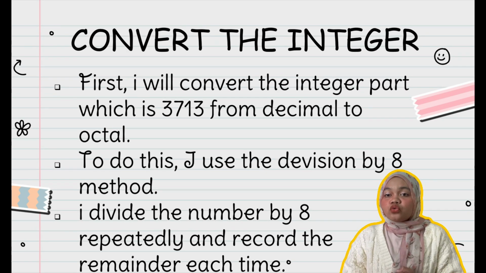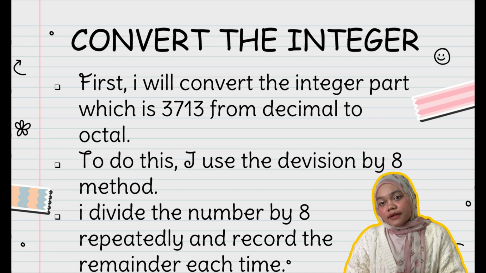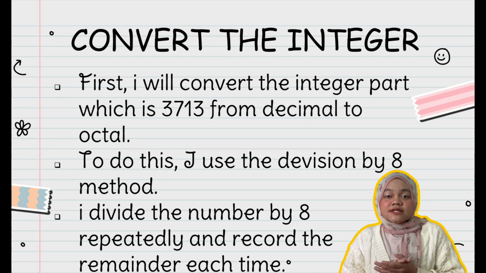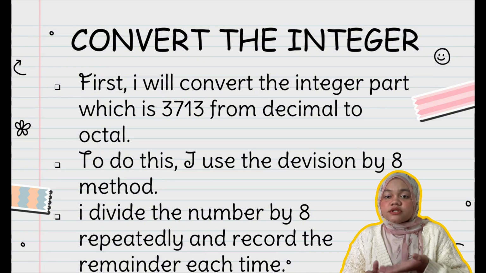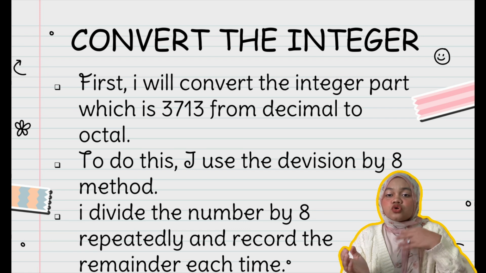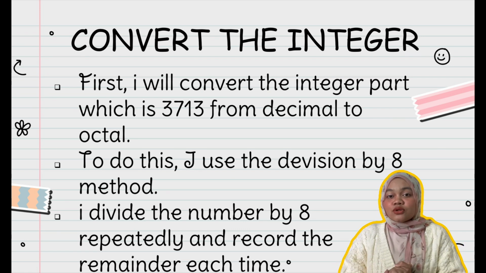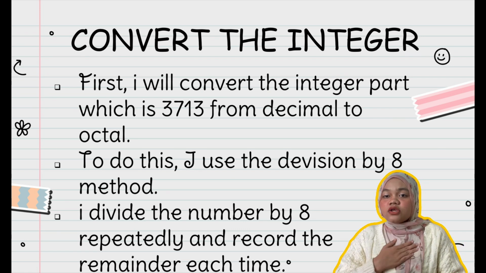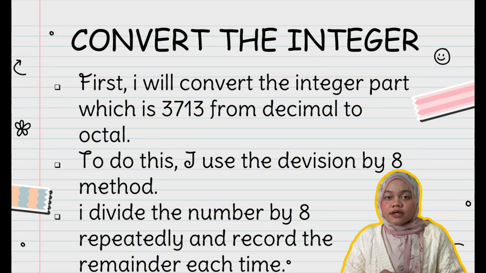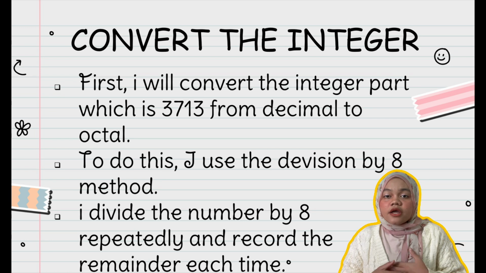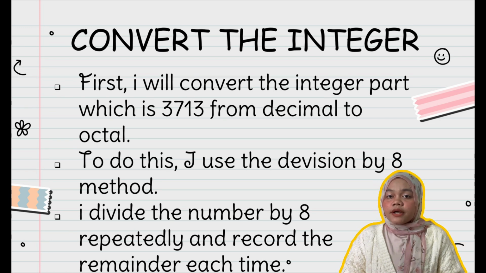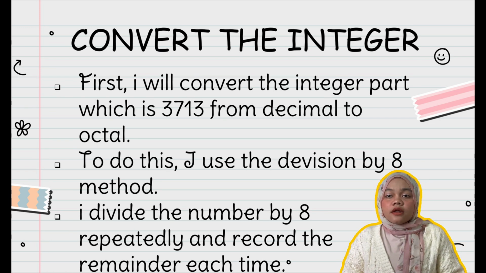Okay, how to convert the integer part? First, I will convert the integer part, which is 3713, from decimal to octal. To do this, I use the division by 8 method. I divide the number by 8 repeatedly and record the remainder each time.